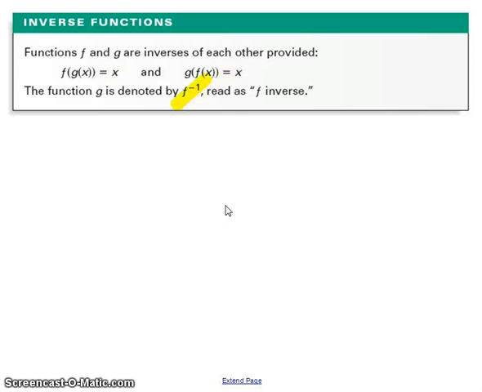Notice some notation that the textbook has started to use. F to the minus 1, and this is really the only place that it explains it as far as I can remember in the book. F to the minus 1 is read as f inverse. So instead of calling it g for the second function, they might be calling it f minus 1, and that's telling you that it's the inverse of the other one.